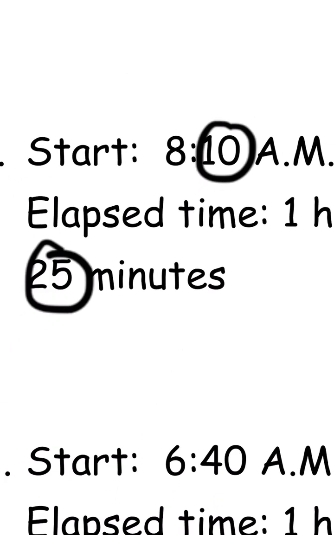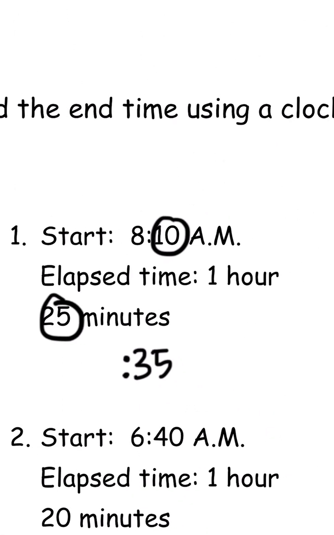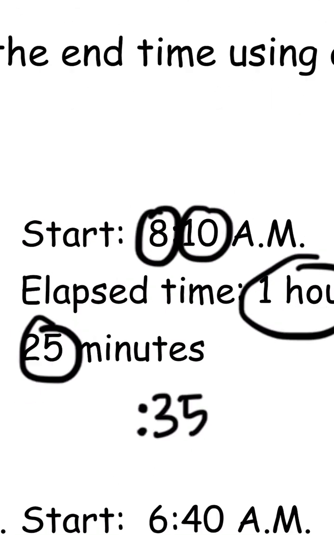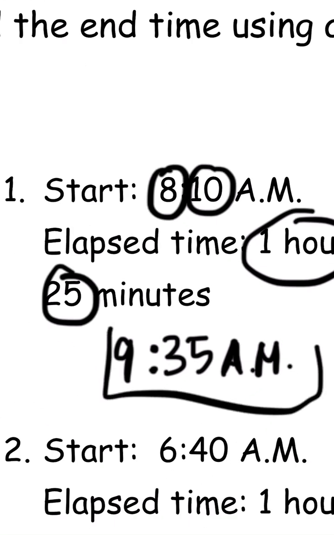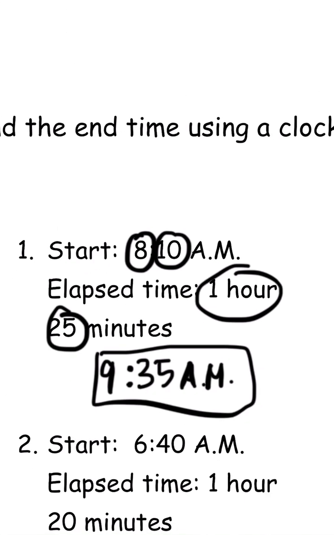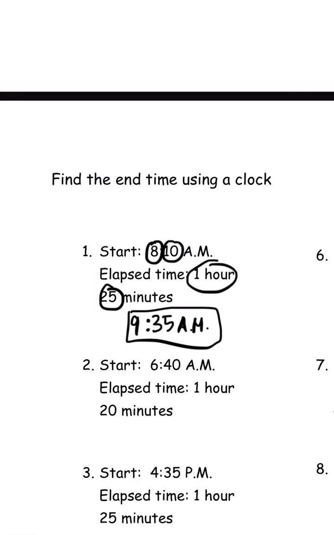Let's add 25 to 10. So 25 plus 10 is 35. And now we need to find the hour. We need to add 1 hour to 8, which is 9. So it's 9:35 a.m. It's a.m. since it started at 8:10 a.m. So after 1 hour and 25 minutes, it would be still a.m.